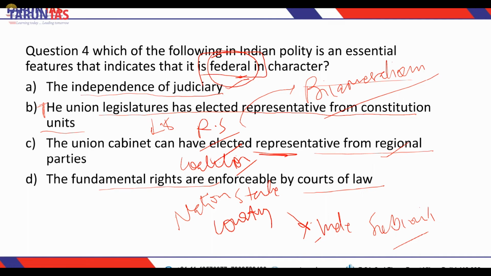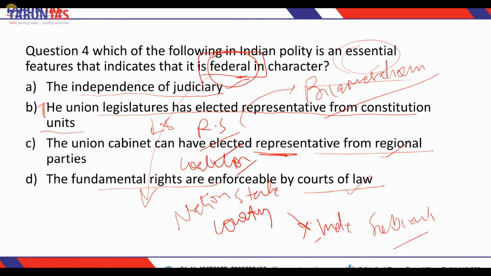The fundamental rights are enforceable by court of law. Yes, this is true, but this does not fall under the federal character. All right. Now we have to choose the essential feature. What is the essential feature when it comes to the Indian polity?